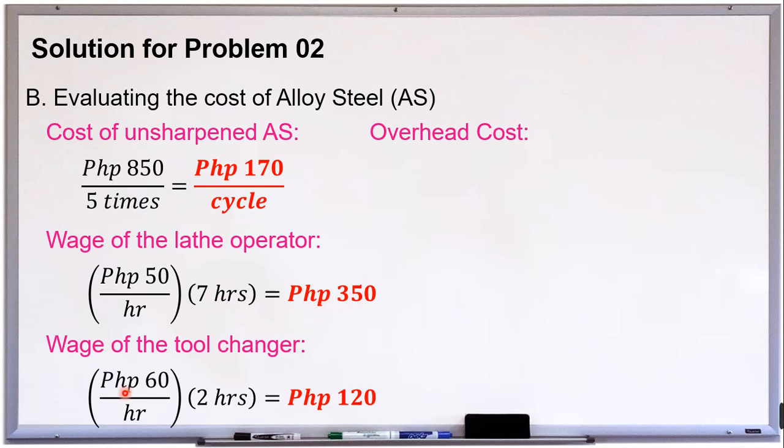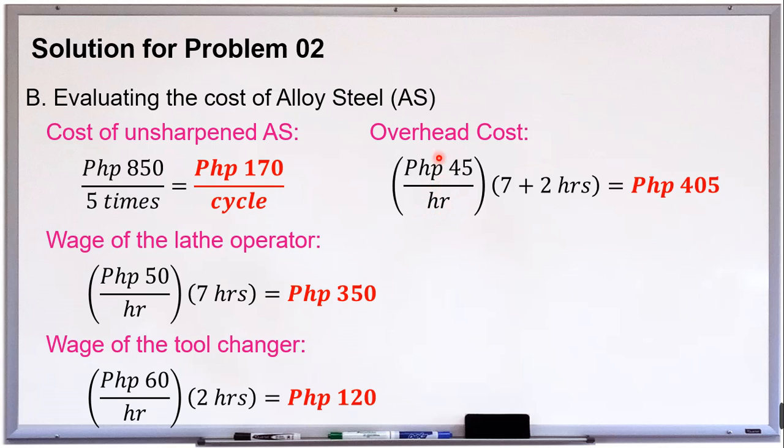For the tool changer, the rate is the same with high carbon steel. The only difference is the time in changing the tools, that is 2 hours. So we have an accumulated cost of 120 pesos for the wage of the tool changer. Next is the overhead cost. Same with high carbon steel, the rate is 45 pesos per hour, but they only differ with the time for one operation or for one cycle, because it will take 9 hours for the alloy steel. So we have an accumulated overhead cost of 405 pesos.